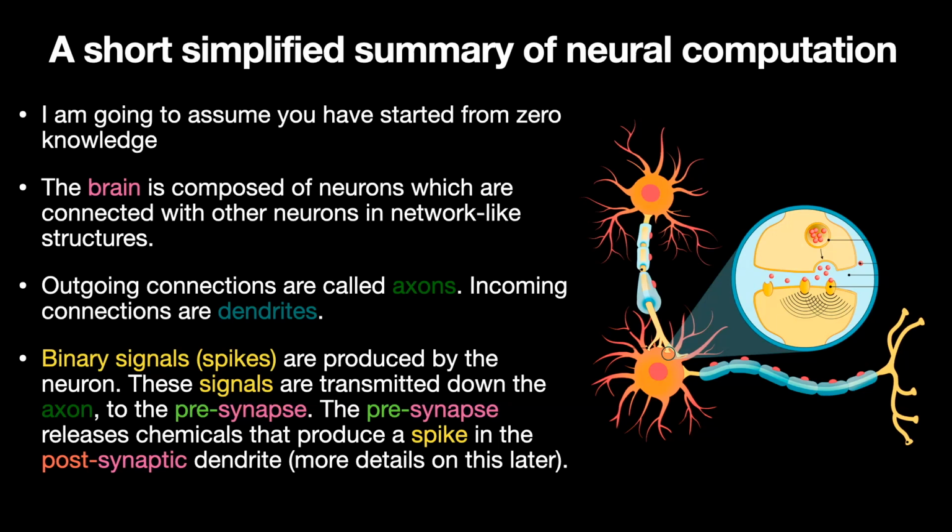Binary signals are produced by the neuron. These signals are transmitted down the axon, and the axon transmits them to the presynapse. You can see in that picture, where it's highlighted, it's not actually a direct connection between two neurons. There are these little knobs, and those are called synapses. There's a presynapse and a postsynapse, and these are really important parts of the neuron, which we're going to talk a lot about.